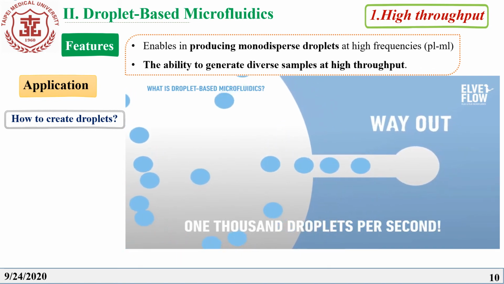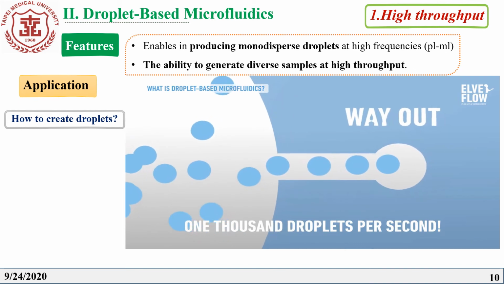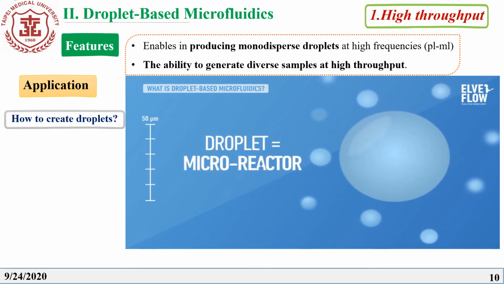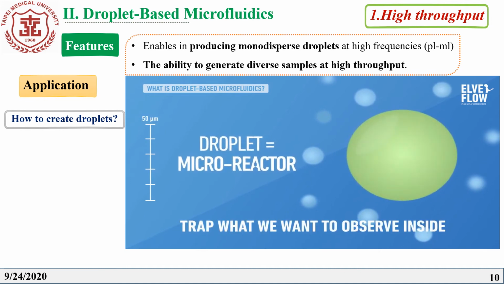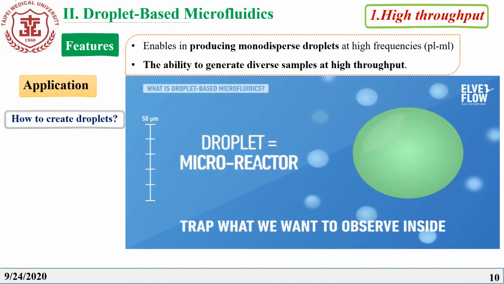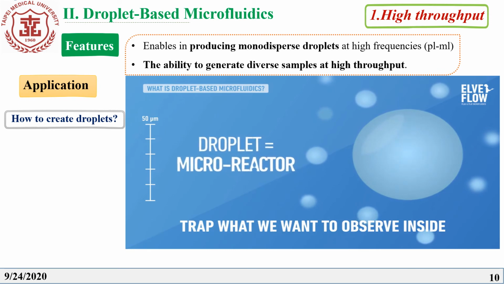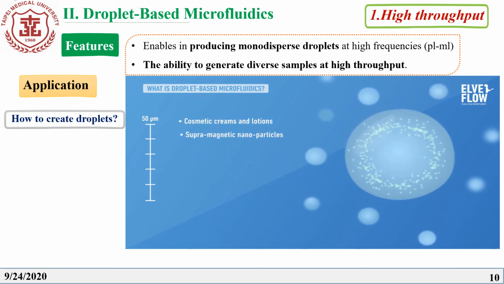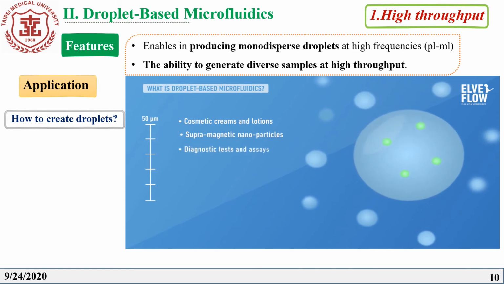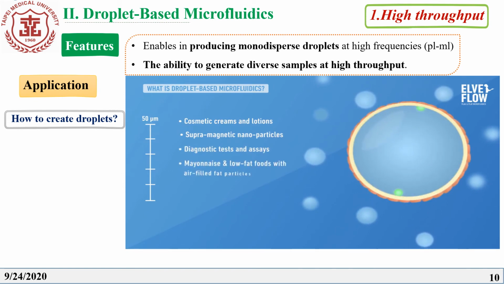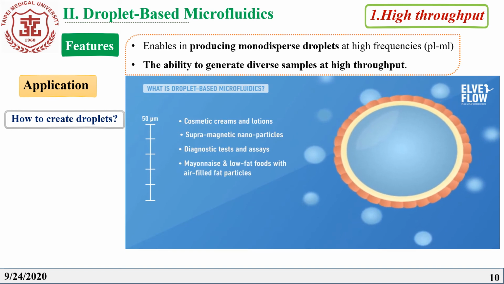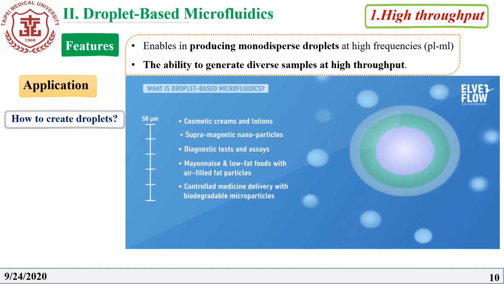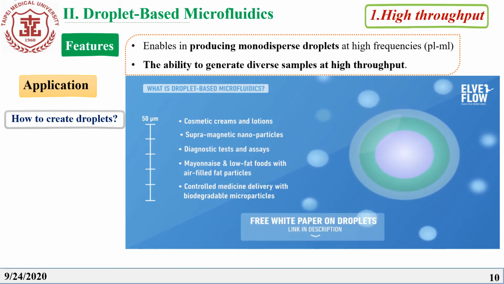Great. But why make droplets at all? Well, this miniature process creates microdroplets. They can be made of any type of fluid, and we can drop what we want to observe inside. This microreactor droplet can be used for many things: cosmetic creams and lotions, superparamagnetic nanoparticles, diagnostic tests and assays, mayonnaise and low-fat food with fat particles, controlled medicine delivery with biodegradable microparticles, and many more.